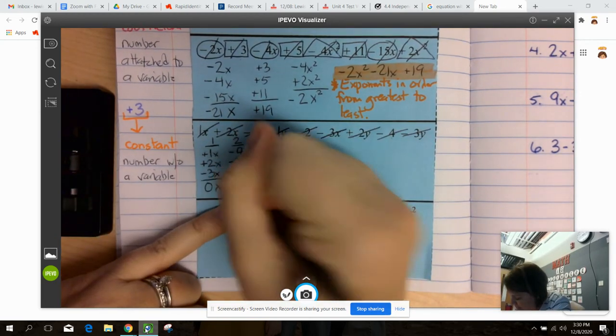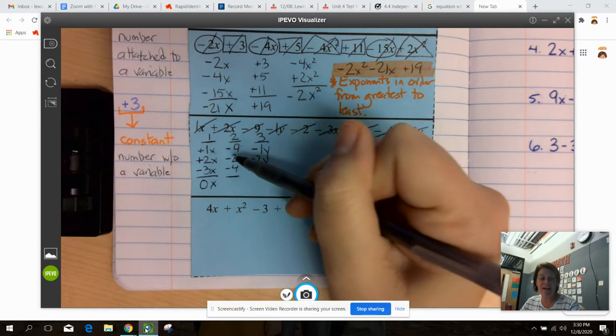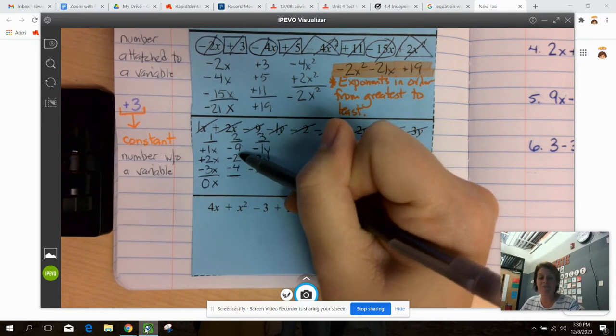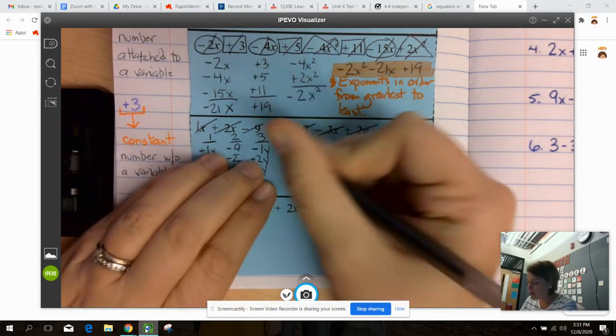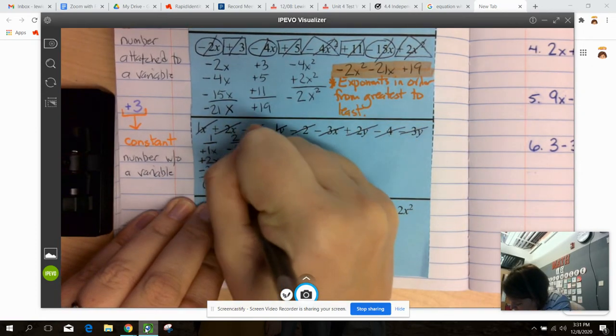So let's combine these. I have a negative 9 and a negative 2. I'm going to combine those, and it would be a negative 11. Like I said, use your calculators on these. Negative 11 and negative 4 is going to be a negative 15.